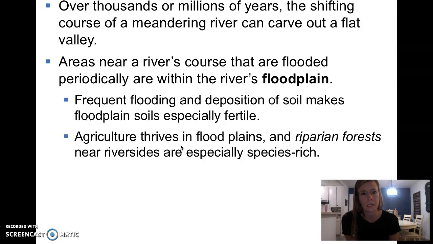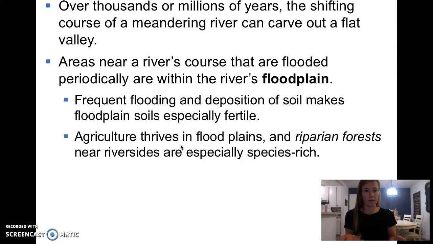Over thousands or millions of years, the shifting course of a meandering river can carve out a flat valley. And areas near a river's course that are flooded periodically are within the river's floodplain. So basically what that means is frequent flooding and deposition of soil make floodplain soil especially fertile.